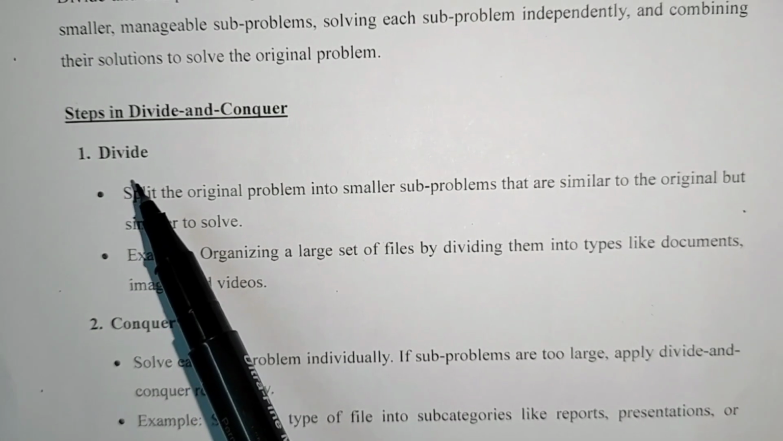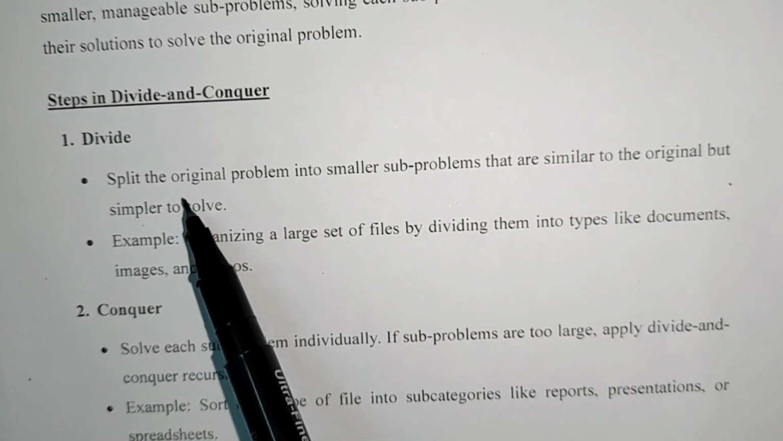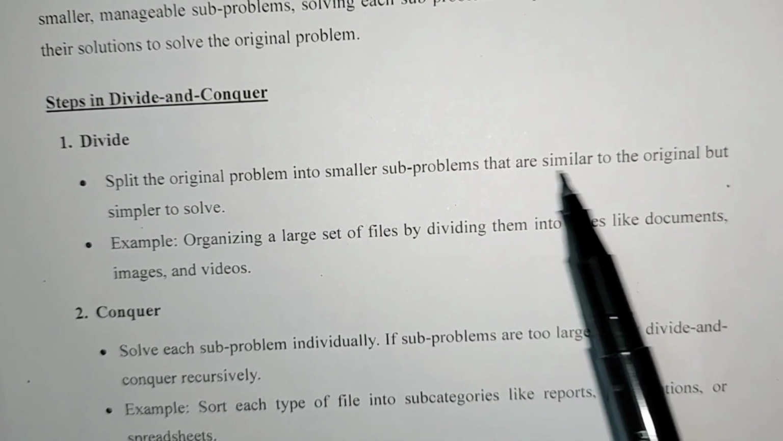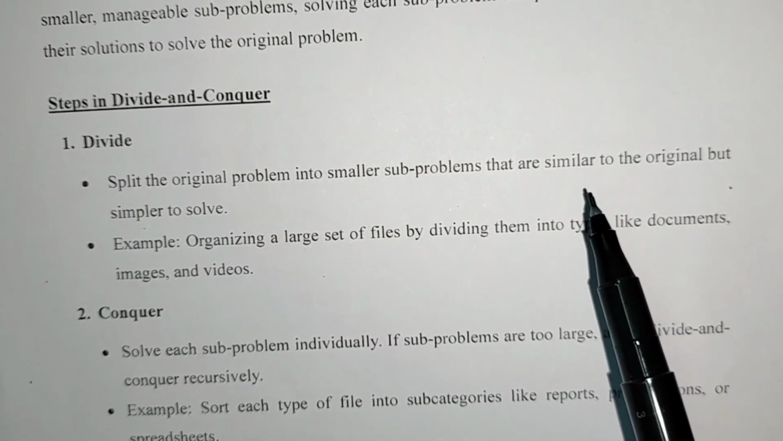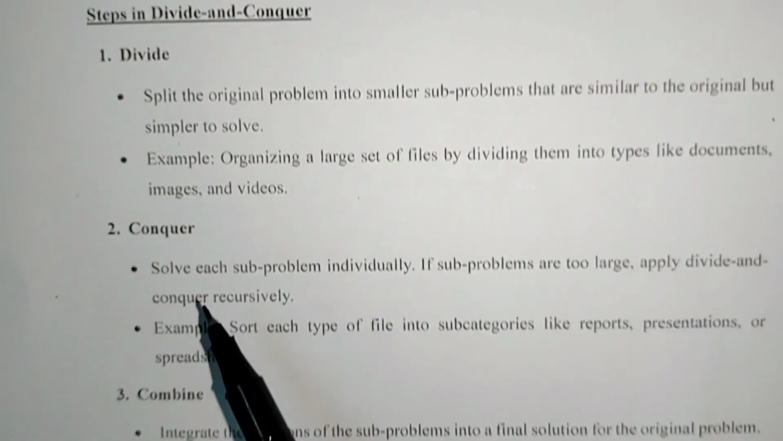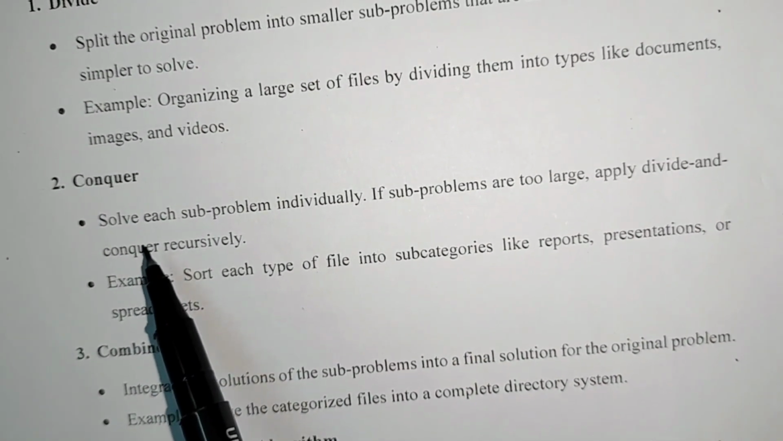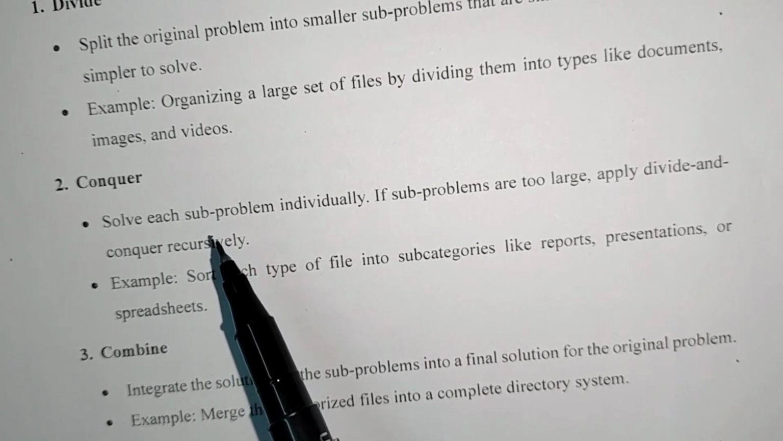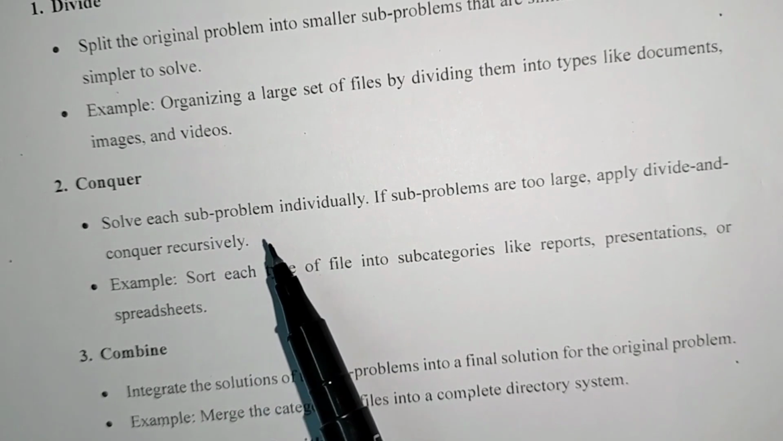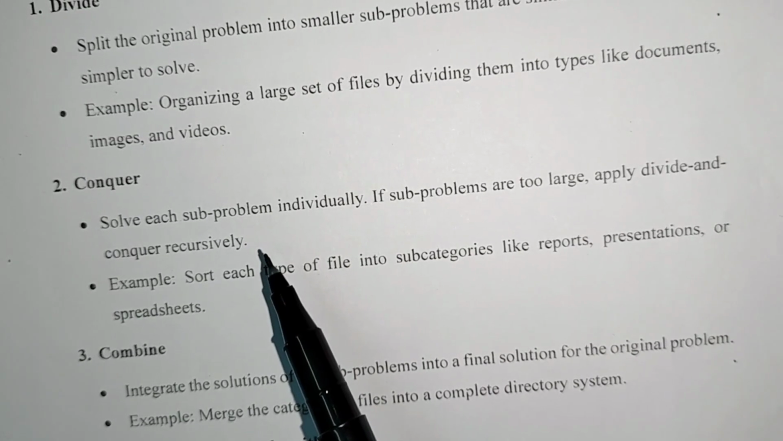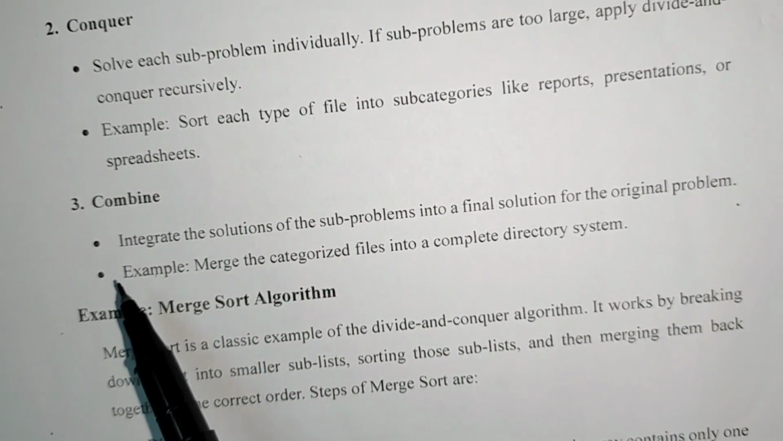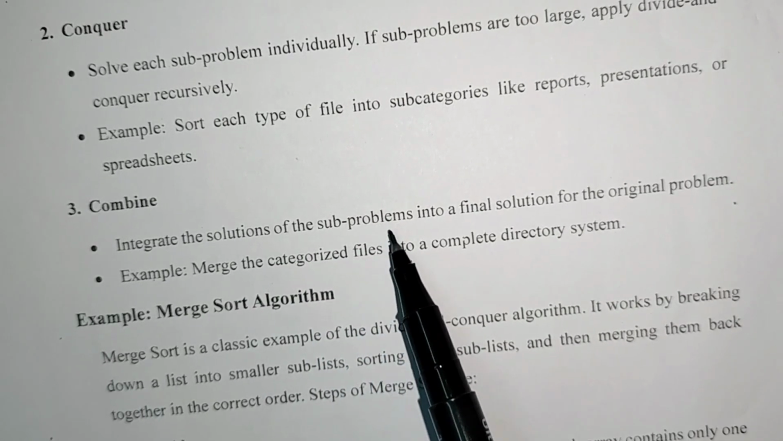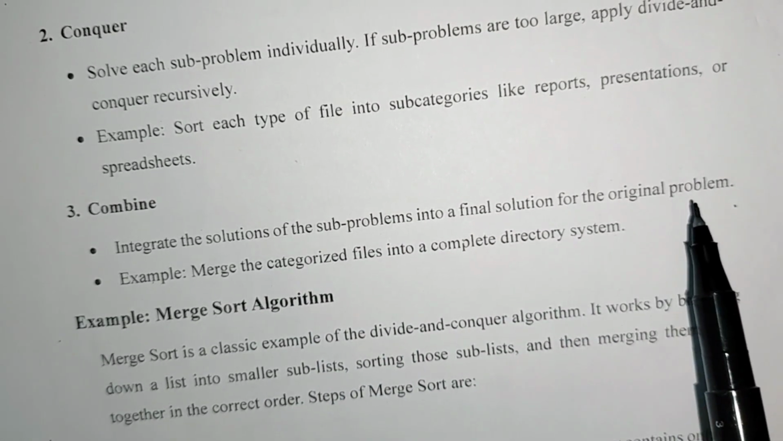The first step is to divide our problem. That is, we split the original problem into smaller subproblems that are similar to the original but simpler to solve. And then the second step is to conquer. Conquer means if the subproblem is still complex, we divide it further until we get a very easily manageable subpart. And the third step is to combine. That is, we combine the solutions of the subproblems into the final solution for the original problem.